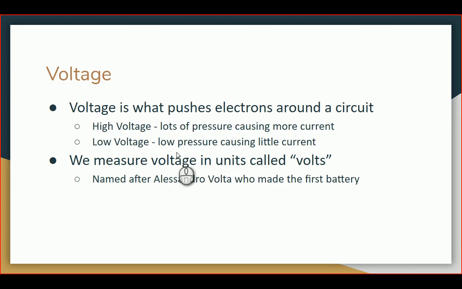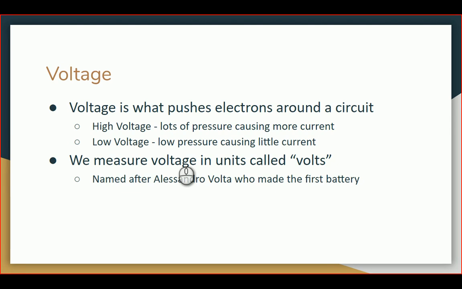Okay, so I mentioned voltage earlier, and voltage is what pushes electrons around a circuit. You can think of it kind of like pressure. High voltage means that there's a lot of pressure causing more current. Low voltage means that there's low pressure causing little current. So obviously high voltage would be more dangerous than low voltage.